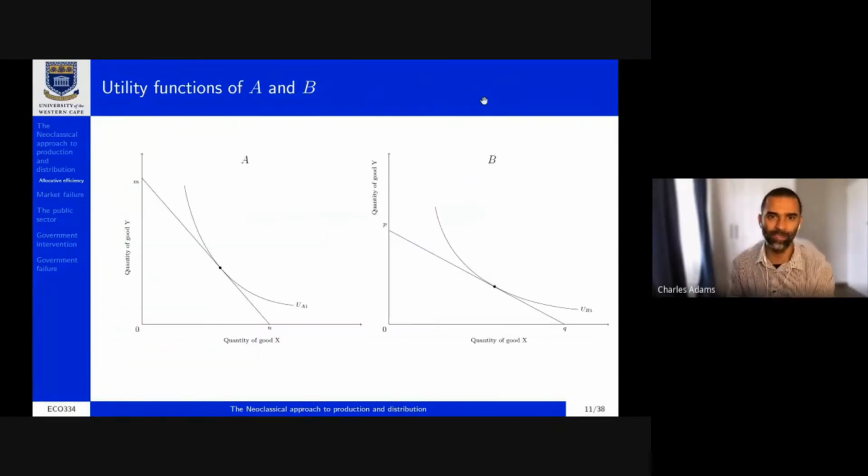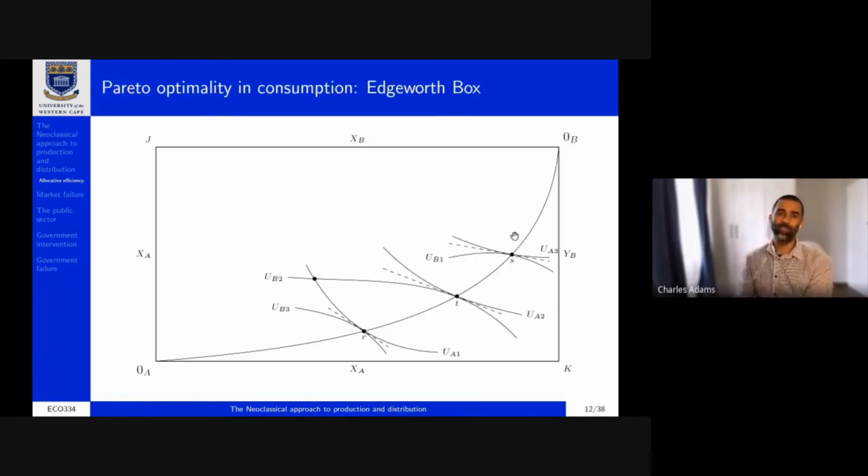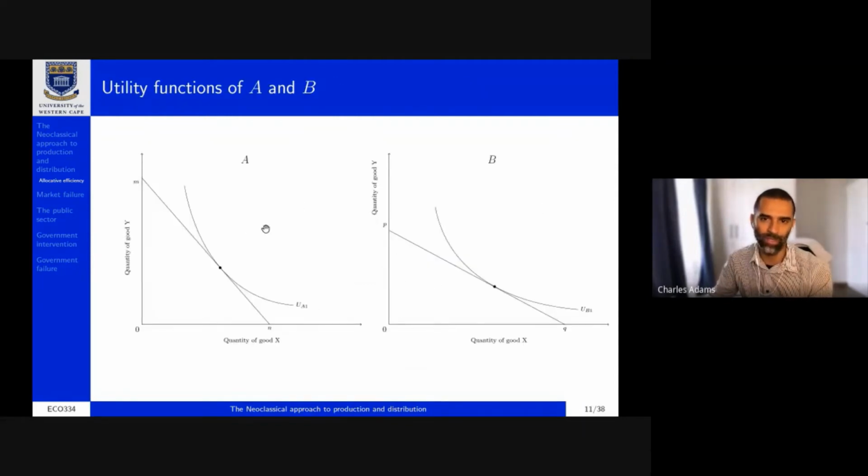Graphical analysis. So this graph just shows you the utility functions for A and B, A on the left, B on the right. And you'll notice they have different budget lines, they have different utility functions. What we want to do is combine these two utility functions on a single graph. That's what the Edgeworth box does. This is the Edgeworth box. It takes the utility functions of A and B and just combines them in a single diagram. And it does so by taking this graph over here, B, and turning it 180 degrees anti-clockwise, and then shifting it over the diagram of A, superimposing it over A.